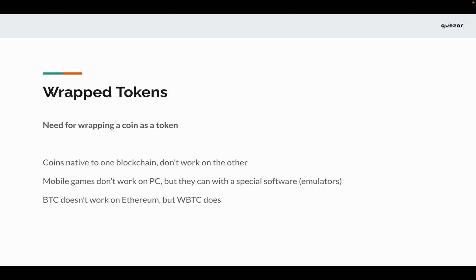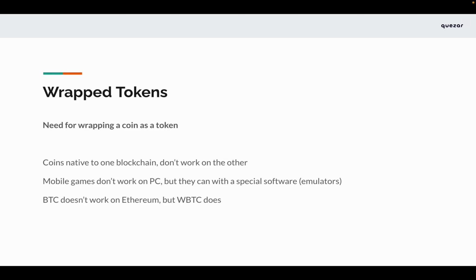Now, if you understand that well, you'll automatically understand why there was a need for wrapping a coin as a token. Coins that are native to one blockchain don't by default work on another blockchain. It's just like how mobile games don't work on PC by default. But the catch here is that mobile games can work on PC with special software, also known as an emulator. Similarly, for a coin to work on another blockchain, we need to wrap it in the form of a token and deploy that token on that blockchain. A great example of this is wrapped Bitcoin.